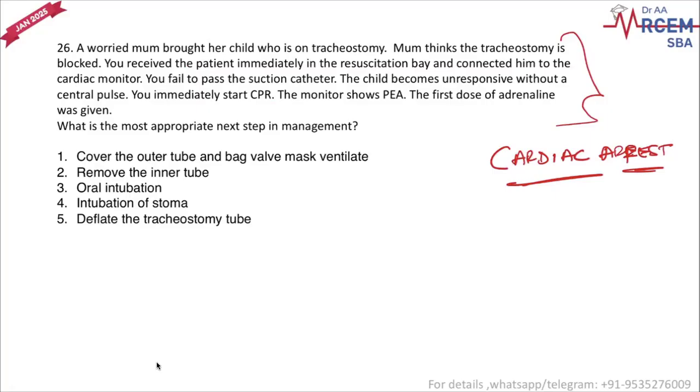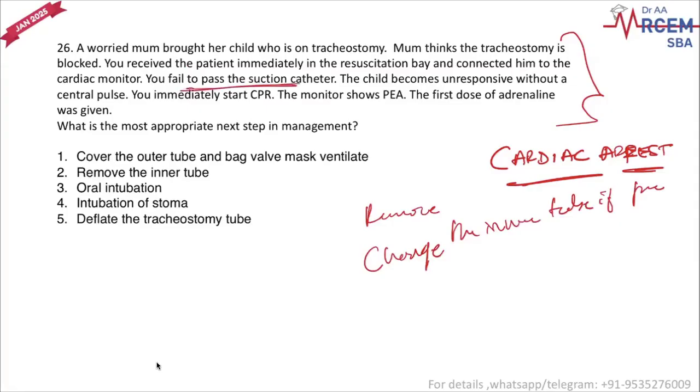So what are the steps we have? First, remove all the attachments. We'll assume they have removed all the attachments because nothing is mentioned. Next step is to change the inner tube if present. Sometimes the inner tube might not be present. Have they mentioned an inner tube? They just said they failed to pass the suction catheter. So we'll assume the inner tube might not be present there.